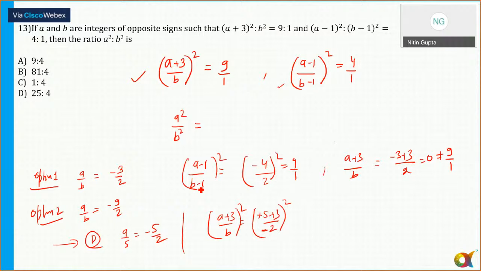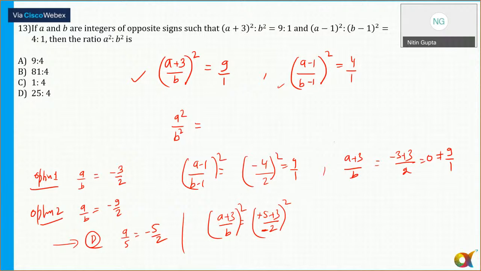Yes, that's right. I think I told you the answer for this question is option D, didn't I? Am I right? Yes. So if I say plus minus 5 by 2, or I'll say 5 upon minus 2, you can take it in this way. So 5 plus 3 is 8. 8 upon minus 2 is equal to 4. 4 square is 16. That is not satisfying.